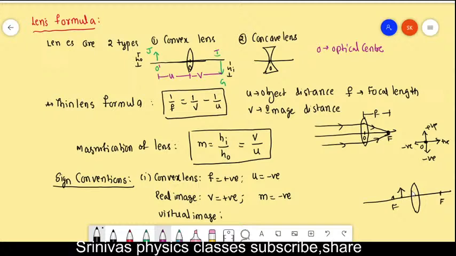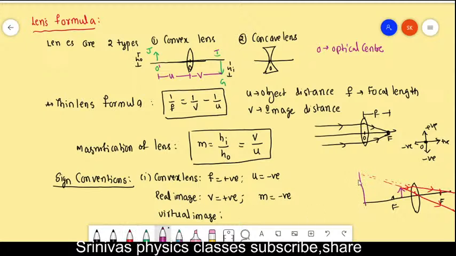You take two light rays. One light ray is allowed to pass through the optical center, it will go straight, and the other light ray, incident parallelly, passes through the focus. When you extend these light rays on the left side, there the image will be formed.